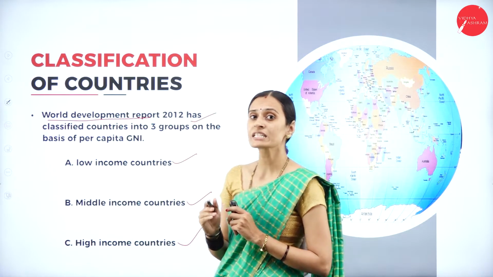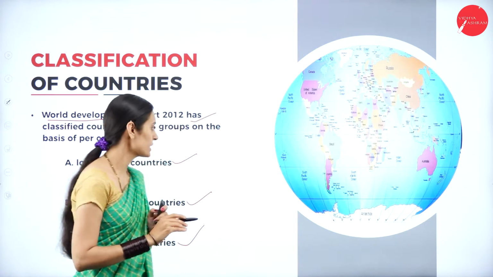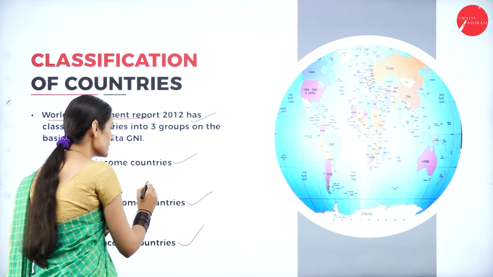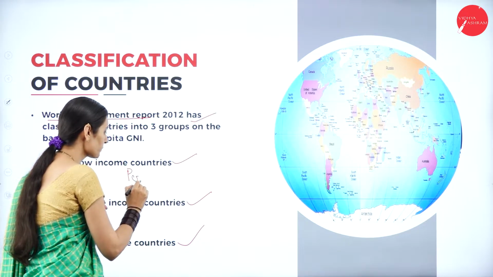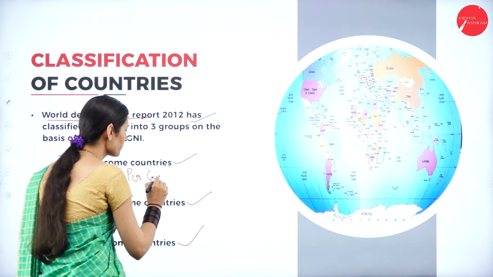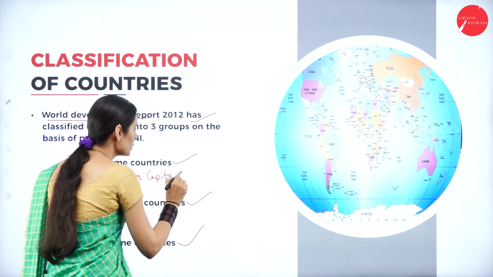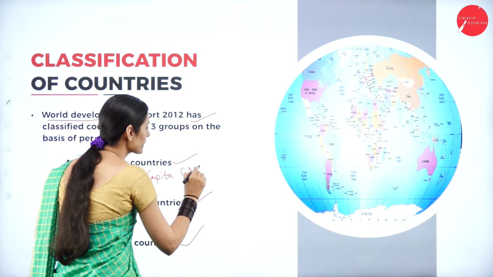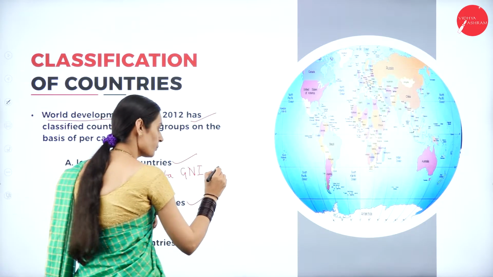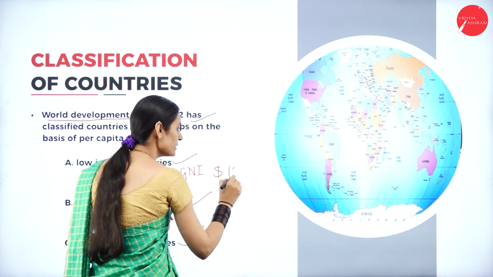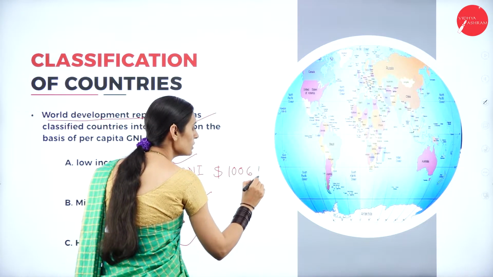So what are low income countries? How do we classify them? Low income countries are those with per capita gross national income, per capita GNI, below $1,006.